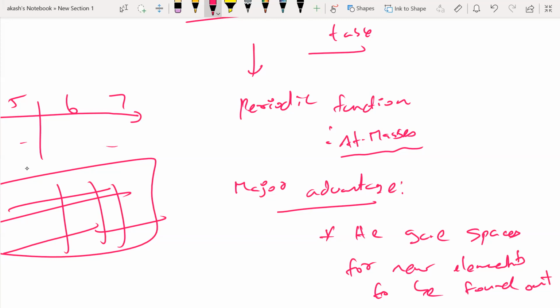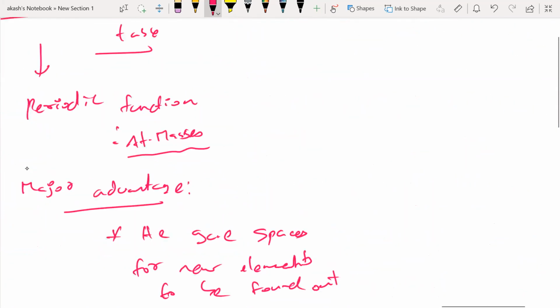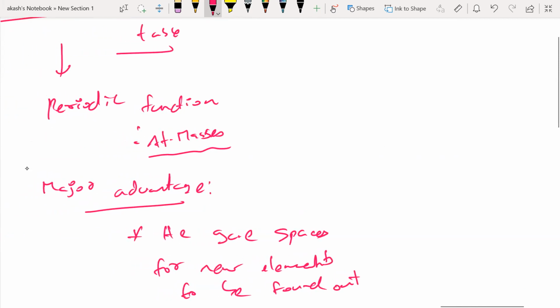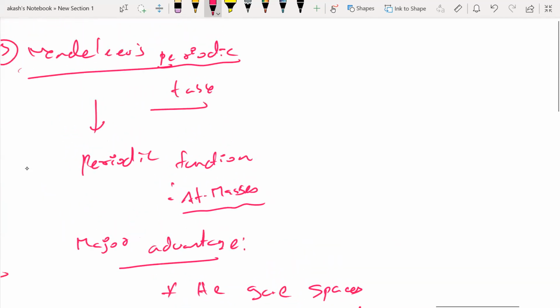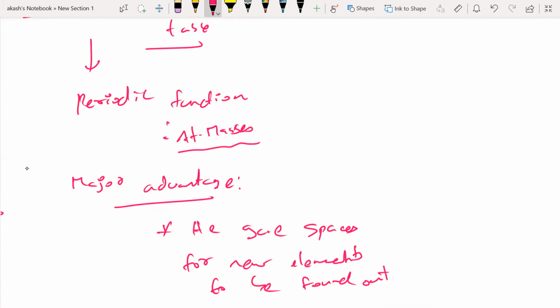That means he was thinking that obviously these are not going to be the only elements; definitely in the future, new elements would be found out. So I have to give some space. He had a very futuristic thought. The last two periodic tables, Dobereiner's and Newlands', didn't have space for new elements. When new elements were found, people didn't know where to put them. But Mendeleev gave some space for new elements to be found.